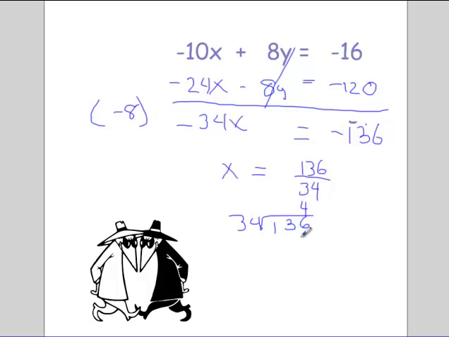4 times 4 is 16, 4 times 3 is 12, plus 1 is 13. So yeah, x equals 4. Kind of sloppy. x equals 4. Only 1/2 of the answer. Take that, plug it in somewhere. All right, now I'm going to erase some more.